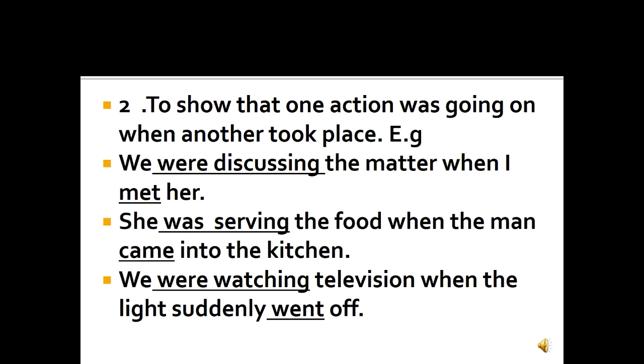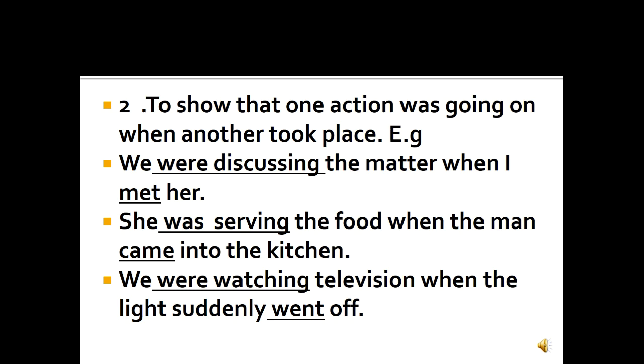She was serving the food when the man came into the kitchen. So "was serving" here is our past continuous tense, or past progressive tense. And the second action is "came," which is expressed in the simple past tense. Lastly, we were watching television when the light suddenly went off.